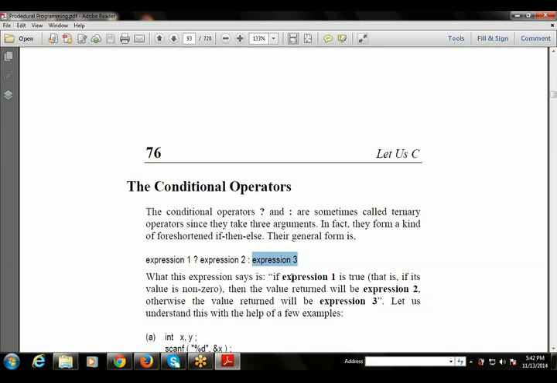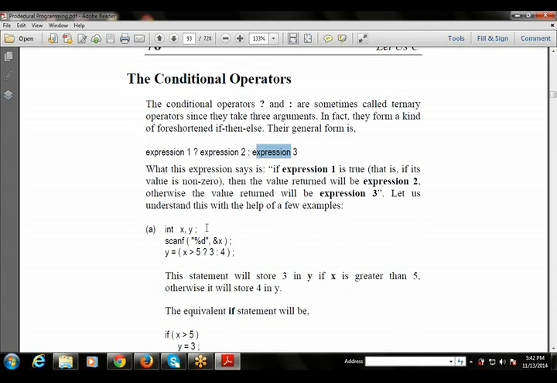What this expression says is, if expression 1 is true, that is, if the condition is true, that is, if its value is non-zero, then the value returned will be expression 2. That is, only if this condition is true will this statement execute, otherwise the value returned will be expression 3. Now let us understand with the help of a few examples.